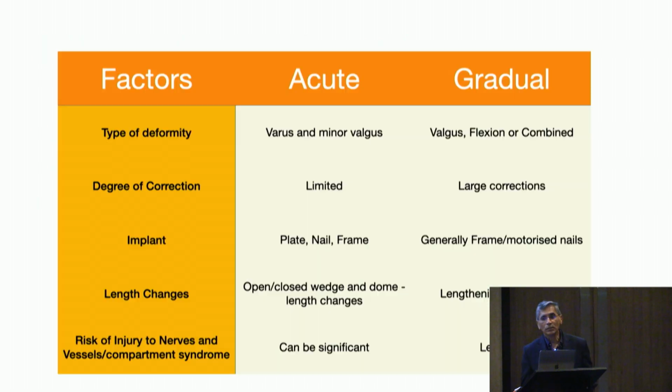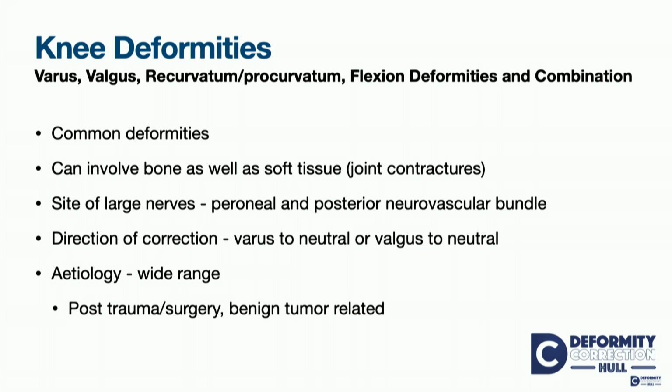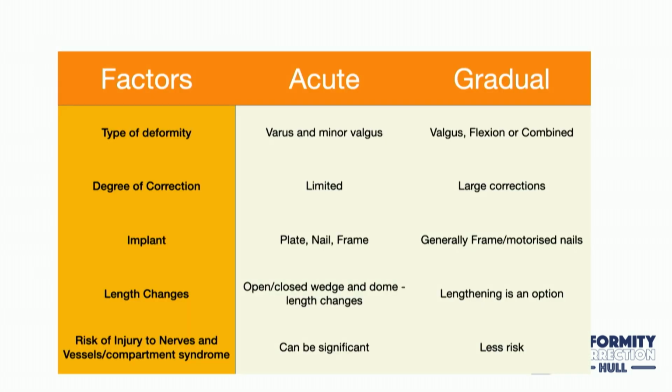So this is the assumption that when you do acute correction, you can do small amounts, it's a limited correction, and you can do it with plates and nails, or you can use an external fixator. But generally the attraction of acute correction is that you can use plates and nails, and they can minimize the length changes by doing clever osteotomies. But the risk of injury to nerves can be significant. Of all the things, this is the worry, that they can cause damage.